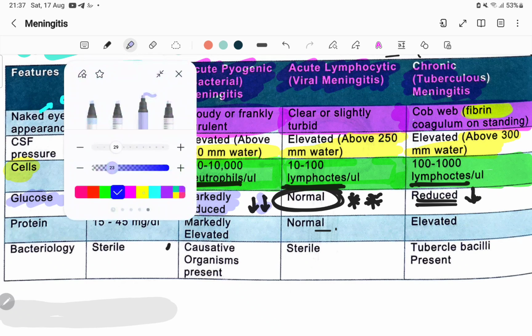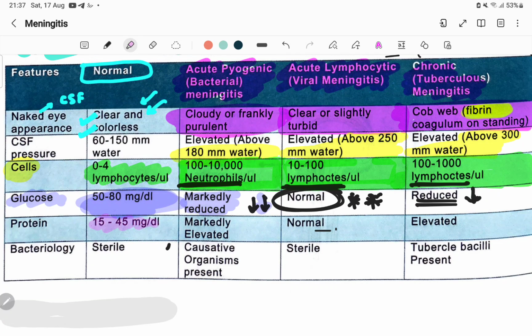Protein is normally 15 to 45 milligram per deciliter. It is elevated in bacterial and tuberculous meningitis. So glucose and protein are the things to look at. There is a decline in glucose and an increase in protein in bacterial and tuberculous meningitis, right?